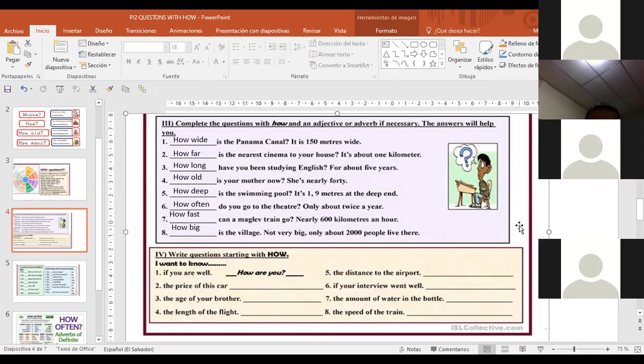How long have you been studying English? For about 5 years. For about five years. How old is your mother now? She's nearly 40. How deep is the swimming pool?